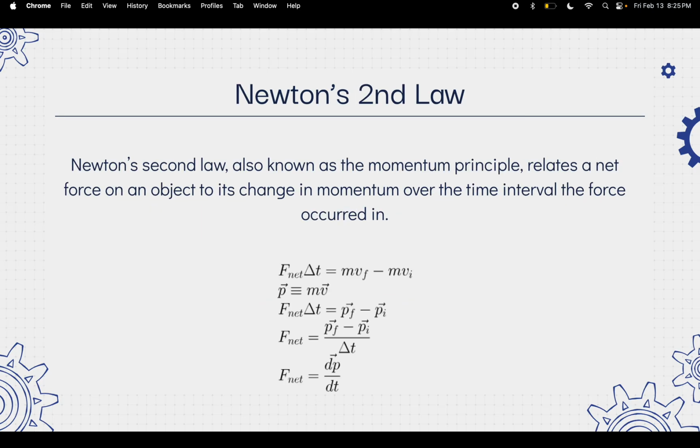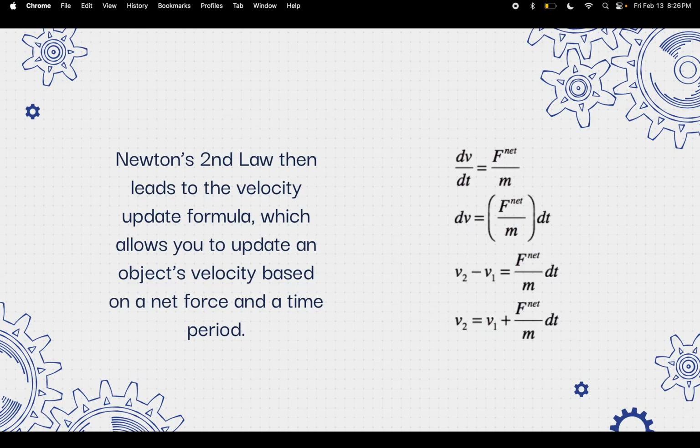Newton's second law is also known as the momentum principle, and it relates a net force on an object to its change of momentum over the time interval the force occurred in. As we can see, F net times delta t is equal to the final momentum minus the initial momentum. We can rearrange that and get F net is equal to the final momentum minus the initial momentum over time, or F net is just equal to dp over dt. So Newton's second law then leads to the velocity update formula, which allows you to update an object's velocity based on a net force and a time period.